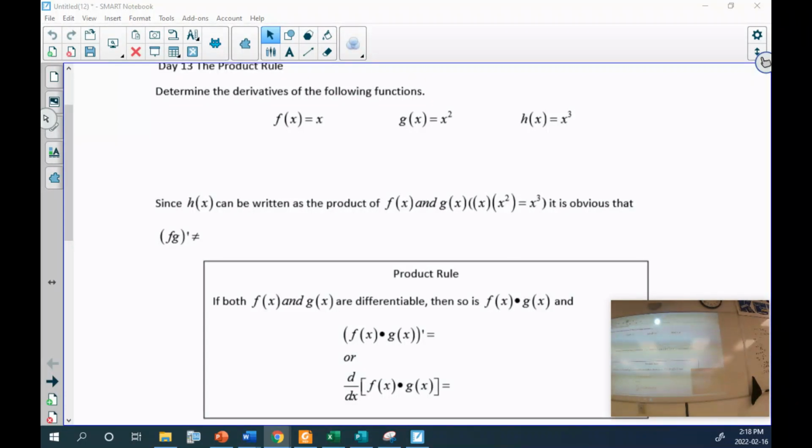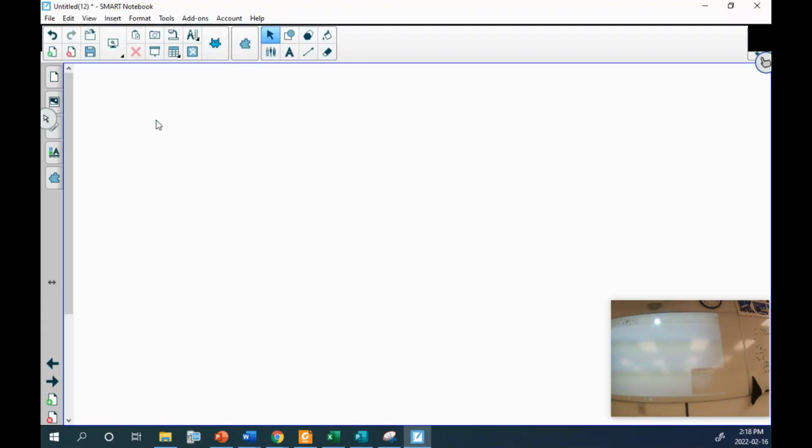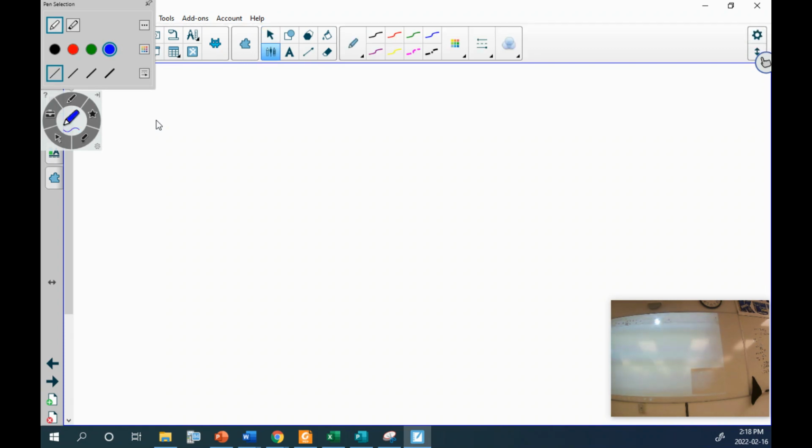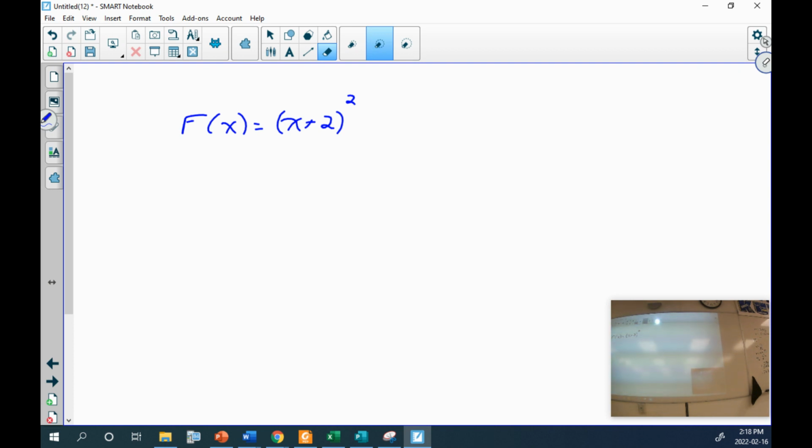Okay, so we are going to talk about a way to make our life easier. We were able to find the derivative of something in the form like this because it made sense and it wasn't that hard to write this or to expand this and then take the derivative of that. Okay, so it's not difficult to do that.